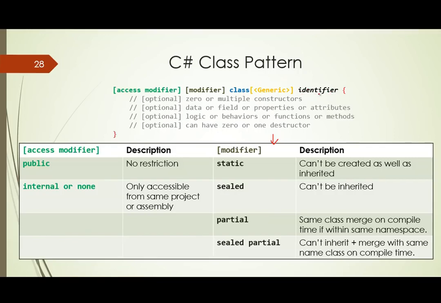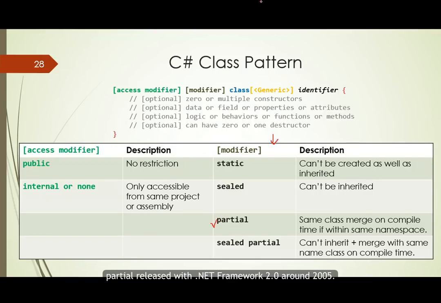The identifier is the name that you're going to put for your class, and you can have any combination from this list. And static, we have talked about in great detail. You cannot create it as well as inherit the class. And sealed means that you cannot inherit it. That's it. And partial, it's my favorite. It's really after .NET 4.0 maybe, or 3.5. I really don't remember, but I really asked this question in interviews. So if you are interviewed by me, be prepared for this.